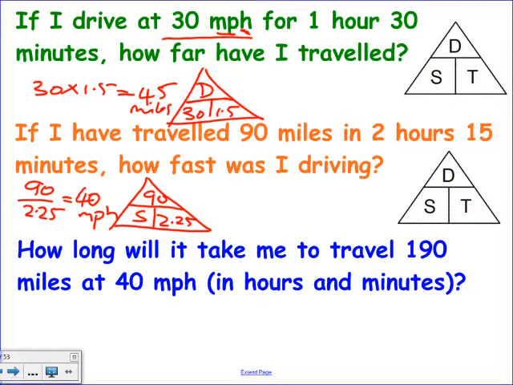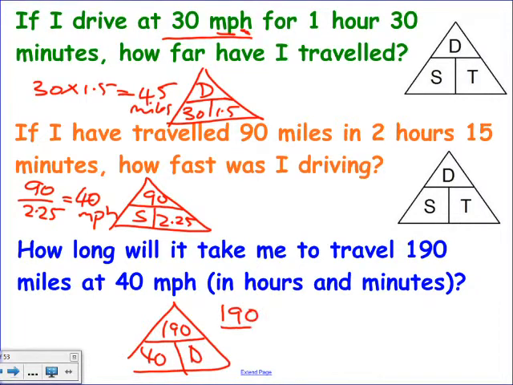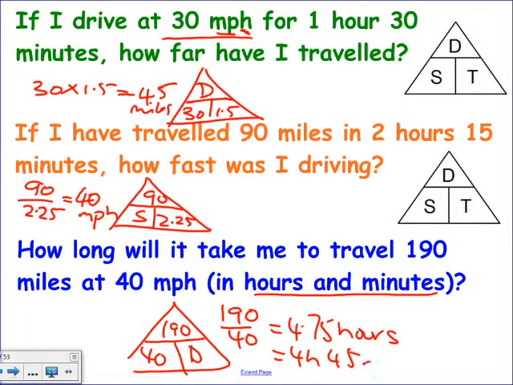The third one, speed, distance, time triangle. Put in what you know. So I've got my triangle. I do 190 miles, so that's my distance, and my speed is 40 miles per hour. So to get my time, I divide 190 by 40, and I get 4.75 hours. And to get it in hours and minutes, it's 4 hours and 45 minutes.